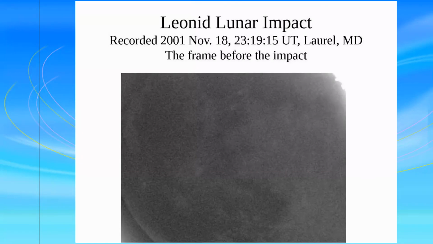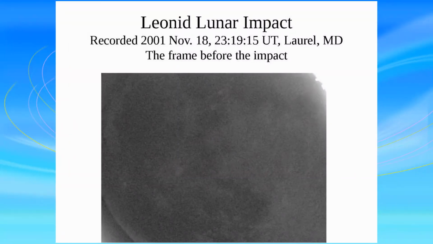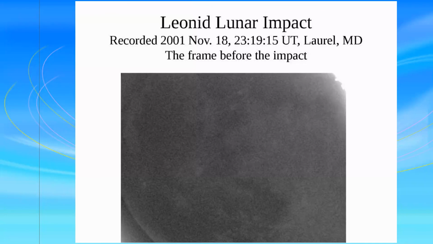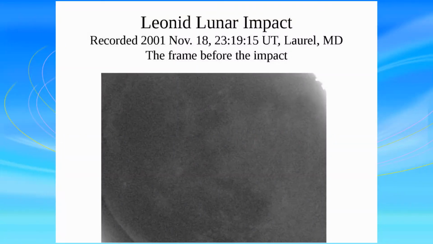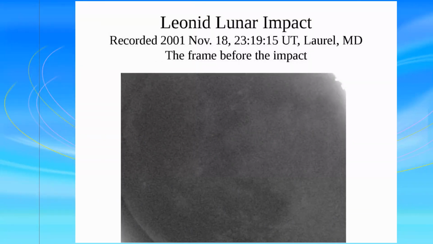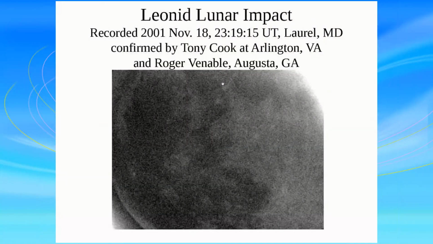Now this is one of the best ones, though. Two years later, there was another one with a thin crescent moon. So the moon wasn't up above the horizon that long, only about 3 degrees above it. It was a nice, clear night, and I was observing at Laurel, where I could get a low enough horizon. This is the frame before the impact, and you can see the dark side of the moon.